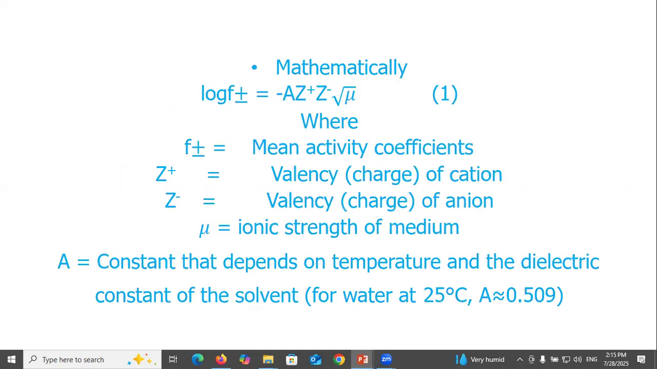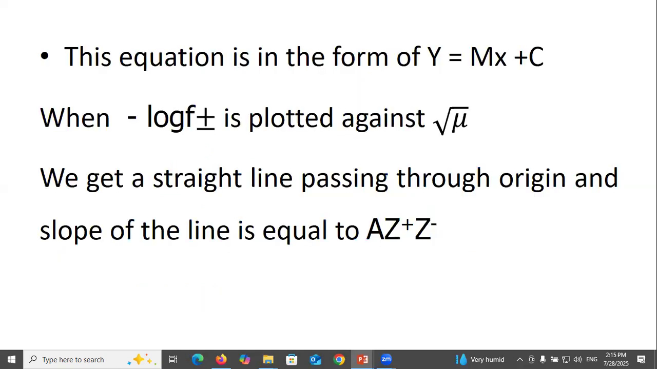Mathematically, we can also write log f plus minus equals minus A z plus z minus root mu, where f plus minus is the mean activity coefficient, z plus is the valency charge of the cation, z minus is the valency charge of the anion, mu is the ionic strength of the medium, and A is a constant that depends on the temperature and dielectric constant of the solvent. For water at 25 degrees, A equals 0.509.